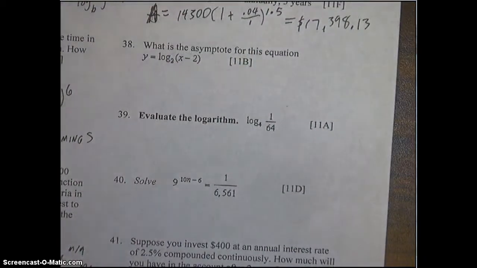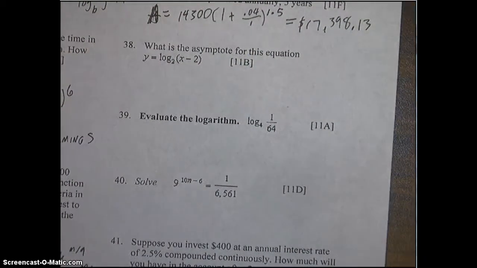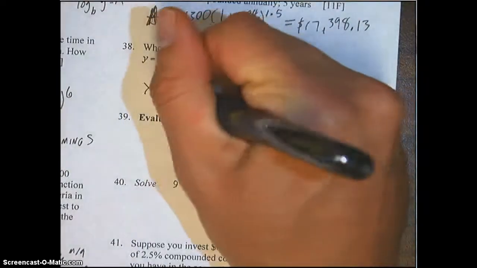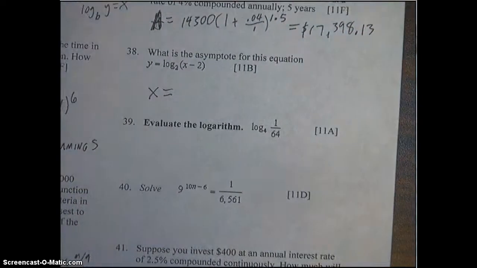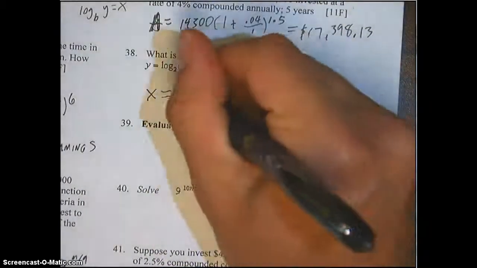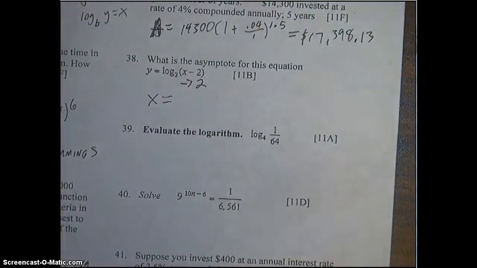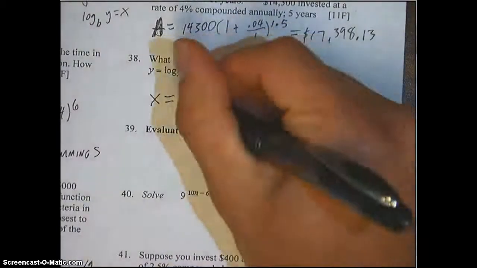What is the asymptote for this equation? Log base 2 of x minus 2. Well, logarithms have an asymptote at x equals something. And generally, it's x equals 0 for the parent function, but this thing has been shifted to the right 2 units. So the asymptote's not at x equals 0, it's at x equals 2. That's the place that it never touches.